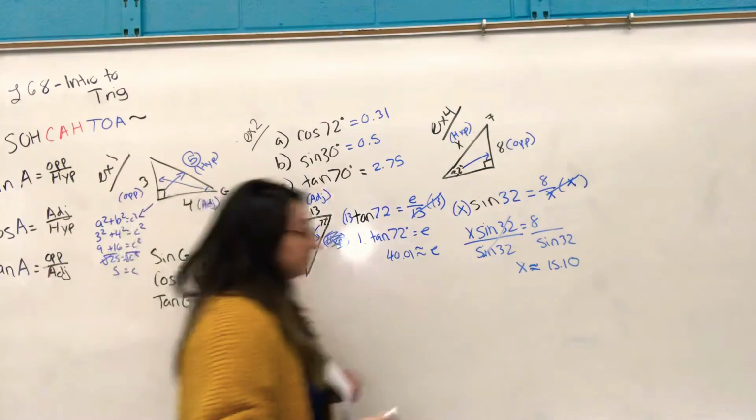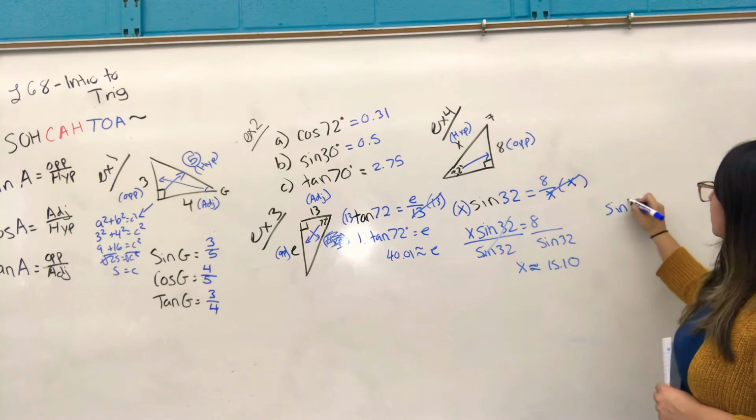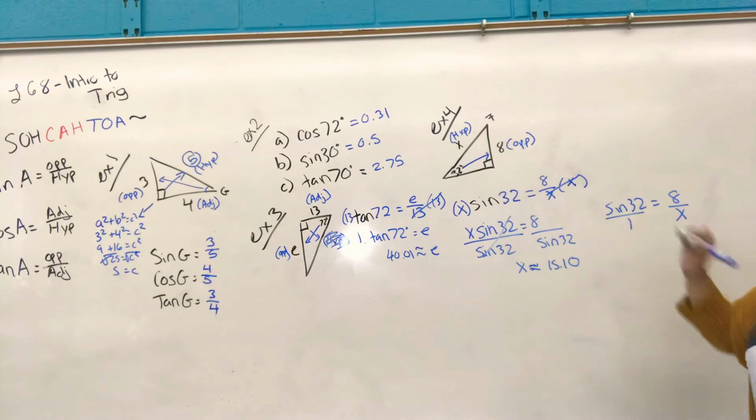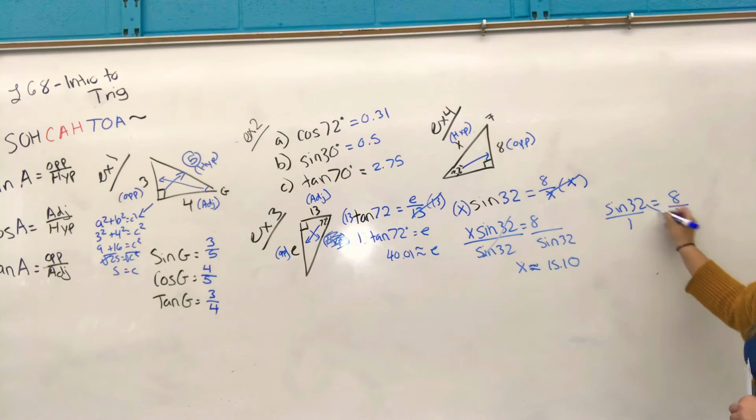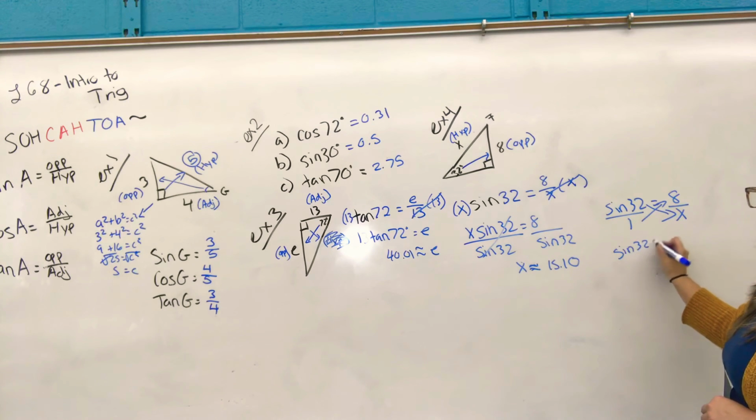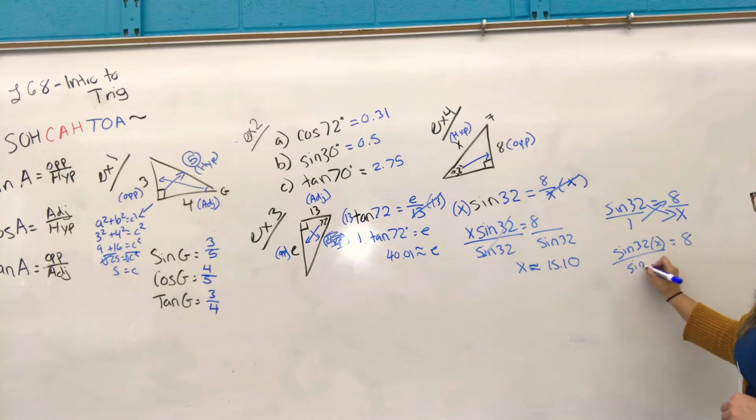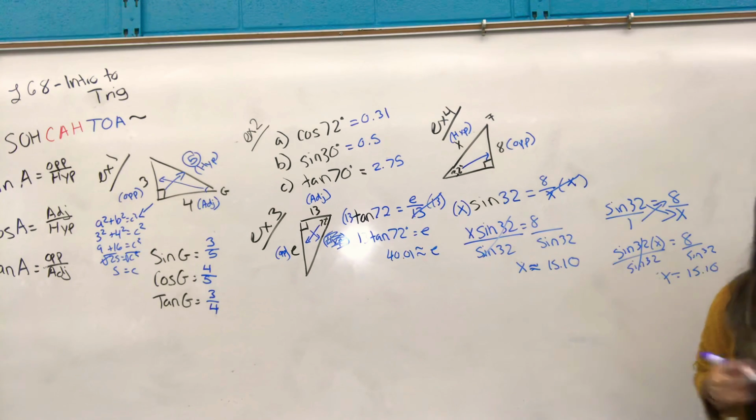There's another way. You can have the sine of 32 is equal to 8 over x. You can make this as a fraction, proportions, cross multiply. So you cross multiply the sine of 32 times x is equal to 8 to get x by itself. You divide both sides by the sine of 32, and then you'll get the same answer, 15.10. So both ways work out.